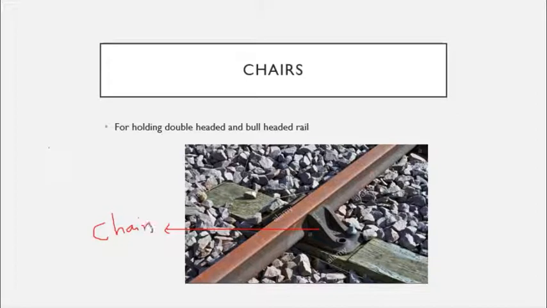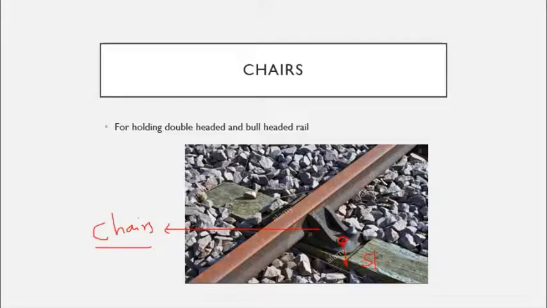So these chairs will help to fix the rails with the sleepers. These are the sleepers, and we fix the rails with the sleepers with the help of these chairs. The screws or nuts will be inserted in this hole, and thereby we fix the rails with the sleepers.